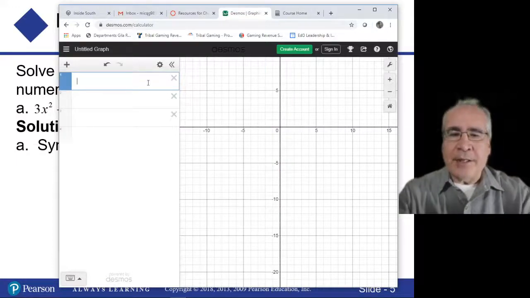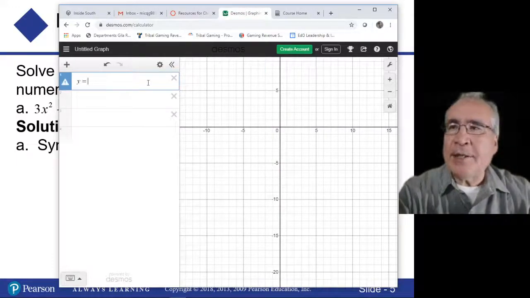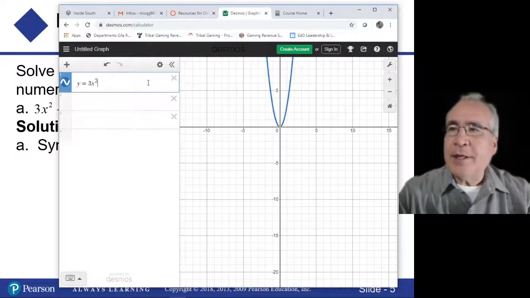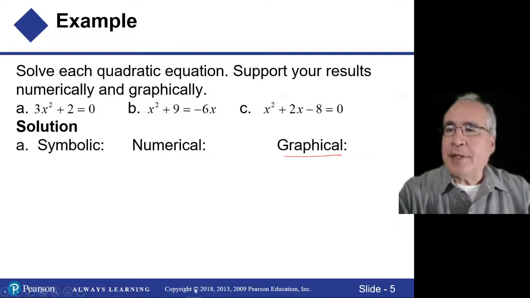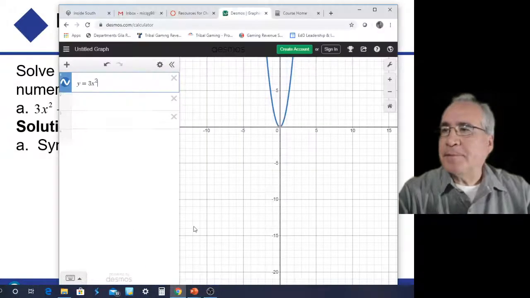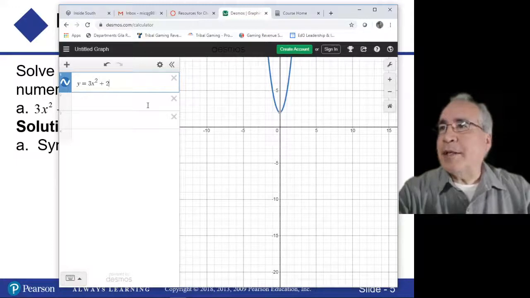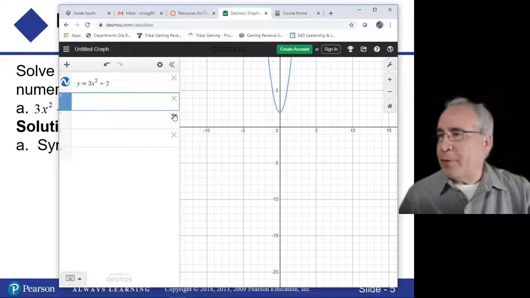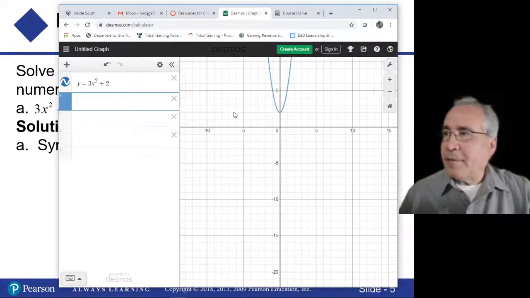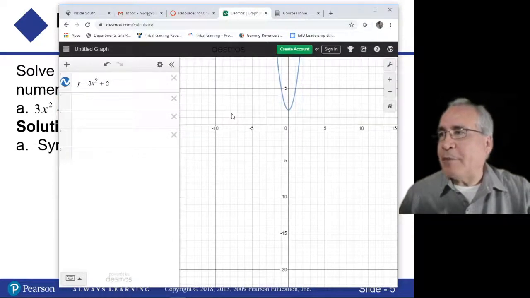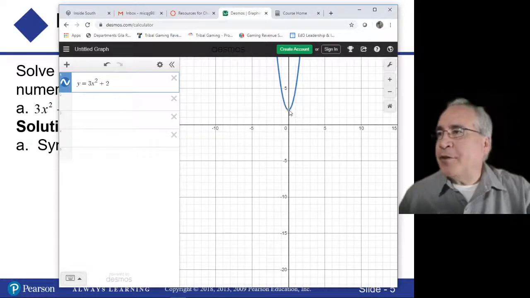And I'll go ahead and graph it as y equals 3x squared plus 2. So we do that. We graphed it. Does this cross the x-axis? No, it doesn't. Oh, I can't write on this thing, I forgot. But we see there are no x-intercepts. We see it very clearly. If we need some values, we can click here.